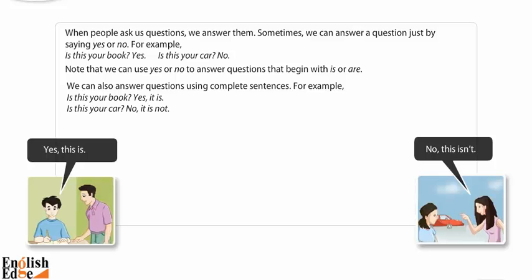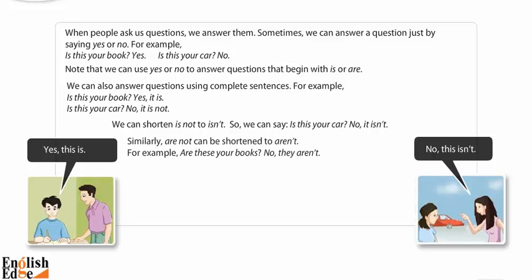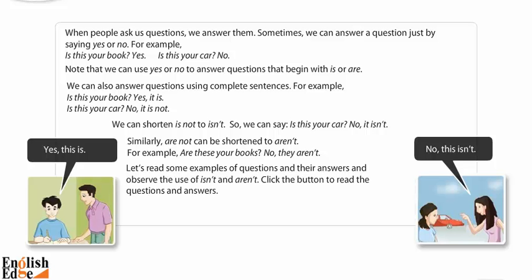Is this your car? No, it is not. We can shorten is not to isn't. So we can say, is this your car? No, it isn't. Similarly, are not can be shortened to aren't. For example, are these your books? No, they aren't. Let's read some examples of questions and their answers and observe the use of isn't and aren't.